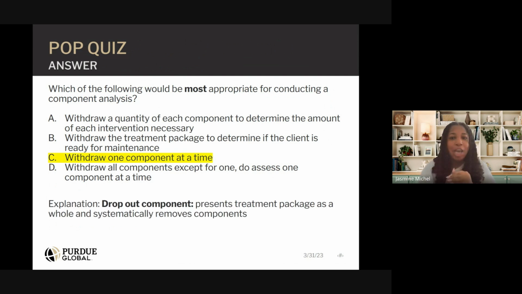Yes, C, you are correct. It is withdraw one component at a time. Now, remember, component analysis includes add-in and drop-out components. It presents a treatment package as a whole. So if you're adding in something, you're adding in simultaneously, or you're adding in one at a time, two at a time, whichever, until you see the whole treatment package.